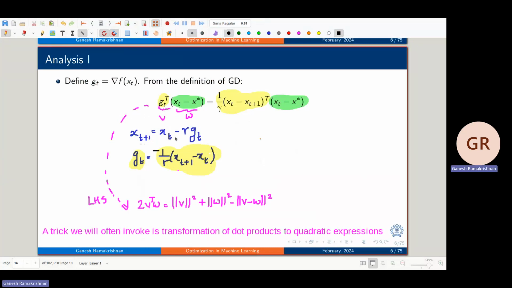V is GT transpose, and XT minus X star is W. So I just gave these fancy names; this is algebra in terms of V and W. And I have expressed 2 V transpose W as norm V square plus norm W square minus norm of V minus W square. That's it. This is a trick we'll use quite often. So that's the trick: 2 V transpose W. Now what happens? Let's look at the next step.